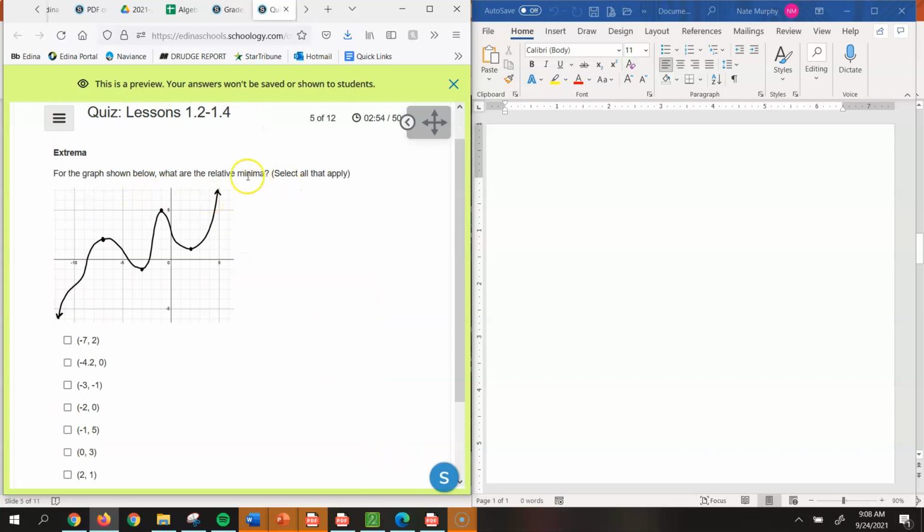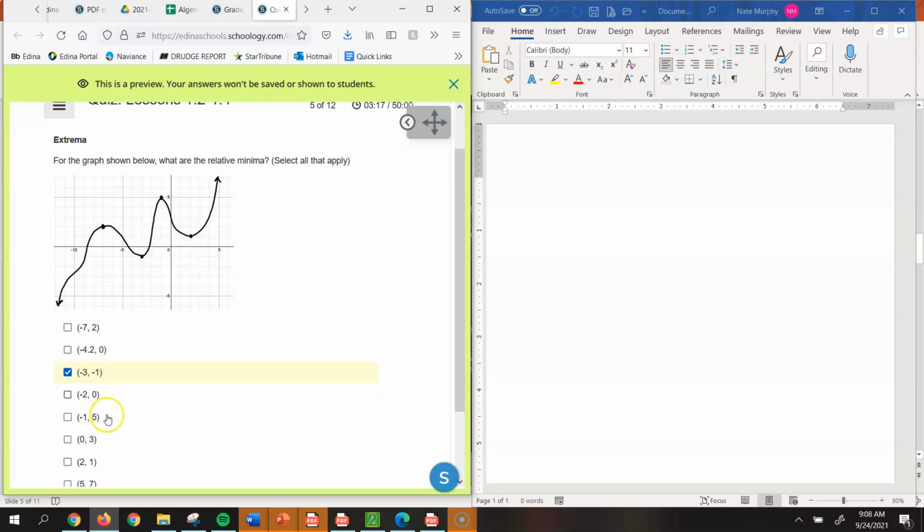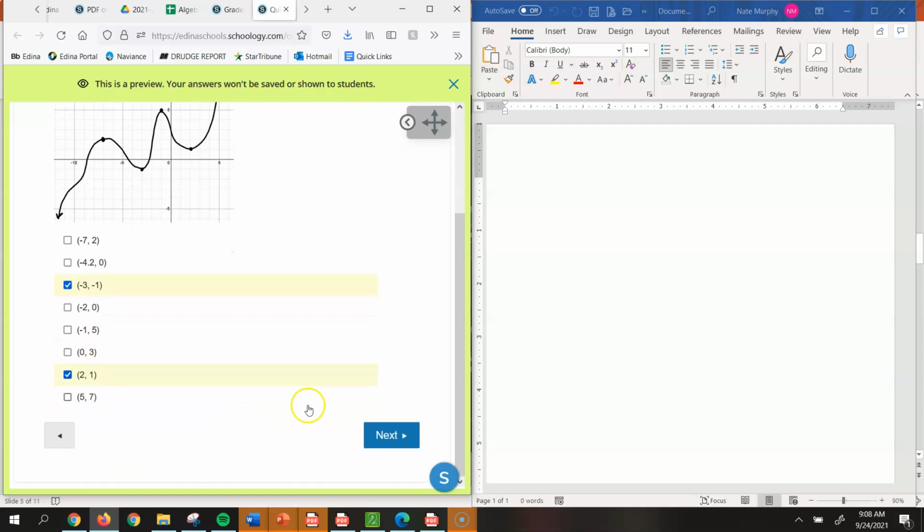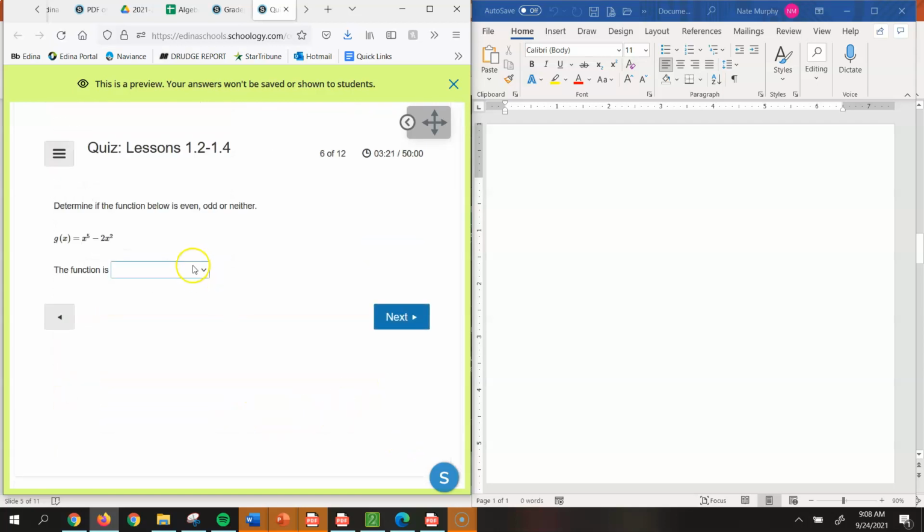Here we're trying to find the relative minima. So relative minima would be a point where it changes direction. Now it doesn't have to be the lowest point, just for that section. So this graph goes infinitely down, so there is no absolute minimum. But in this section here, we could say that there's a minimum at this point. So that'd be where x is -3, y is -1. But we could also look at this section here and say that there'd be a minimum point right here, and that's where x is 2, y is 1. So those would be your 2 relative minima for the graph.